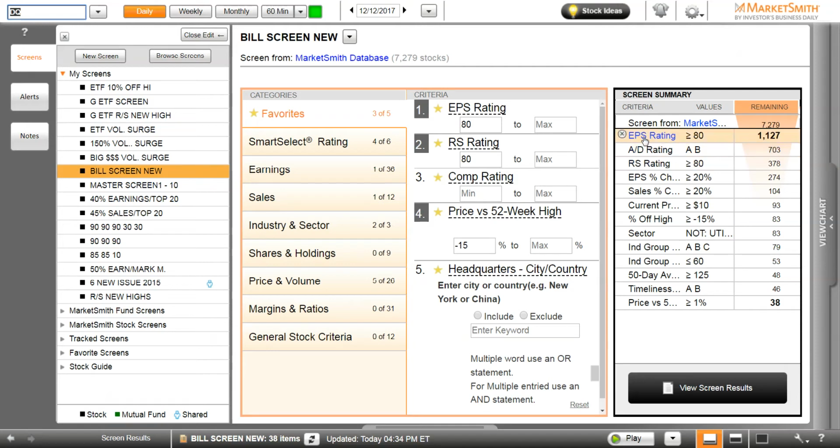Bill O'Neill's screen says he wants earnings per share rank of 80 or higher. Accumulation distribution, I tightened mine up a bit, I've got to tell you, of A or B. Relative strength rank of 80 or higher. Earnings per share growth of 20% last quarter. Sales of 20% minimum last quarter. Over $10, within 15% of 52-week highs. I took utilities off. Industry groups, top groups. It's in the top 60 groups. Average volume over 125,000 shares a day. Timeliness, A or B, and it's over the 50-day moving average line. When it's all said and done, it comes up with 38 stocks.